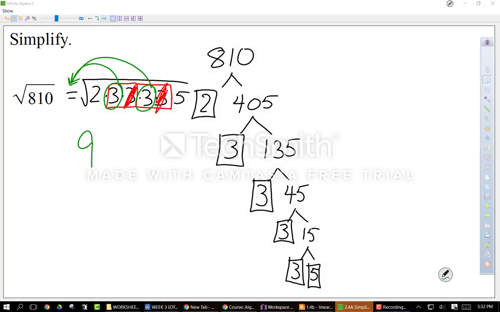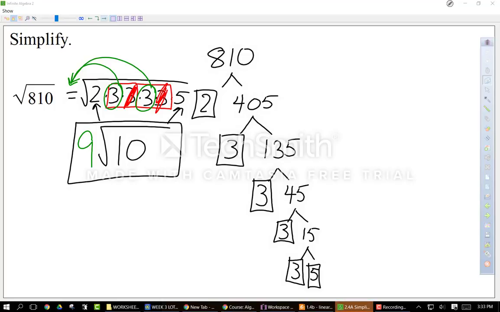I'm left with the square root. This 2 didn't have any friends, neither did the 5. So because they don't have any friends, they have to stay inside. Well, what do they make when they stay inside? They make a 10, because 2 times 5 is 10. So this is my answer for this one.